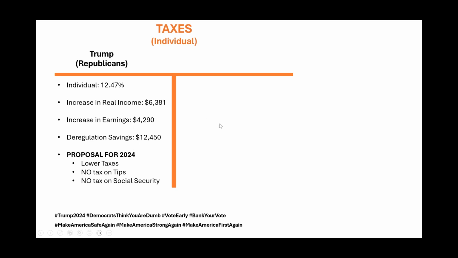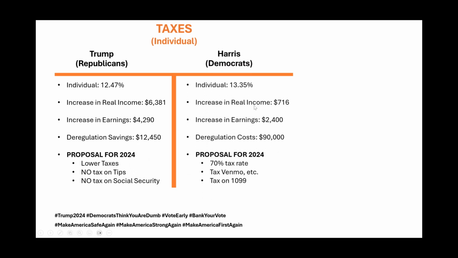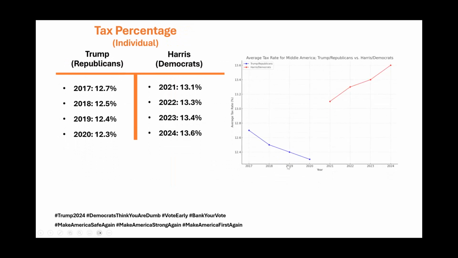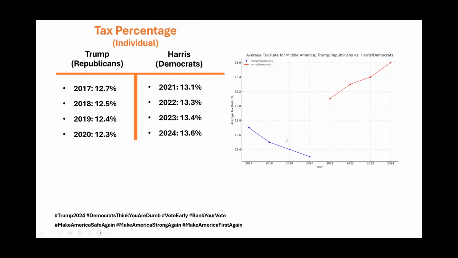Lower taxes, no tax on tips. Democrats was a little different. Tax was a little higher, income, real income, and proposals. Again, let's take a look at it in graphs. Taxes on the individual, tax under the Democrats. There's what it looks like in a graph. Republicans were trending down. Democrats are trending up.